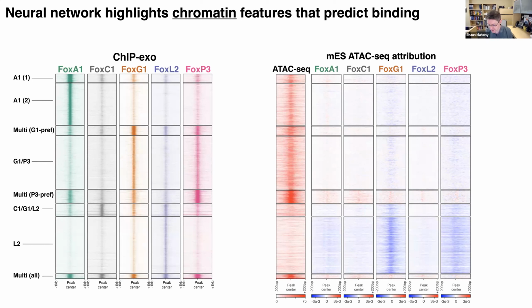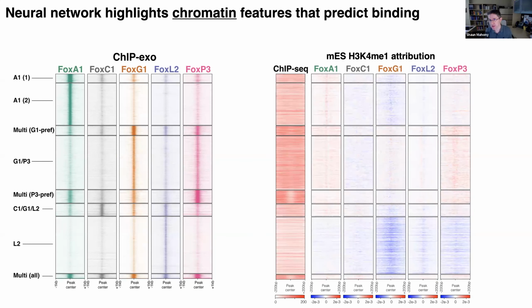So this is for ATAC-seq. We can do the same with, say, H3K4 monomethyl. The same type of picture is present there: the relative lack of H3K4 monomethyl at some sites is a negative feature. The relative enrichment is a positive feature for some other factors like FOXP3. And together, they're helping to shape the predictions of these neural networks and potentially informing how these factors are interacting with sequence versus chromatin features.